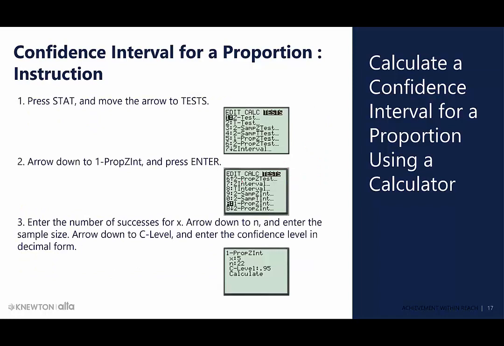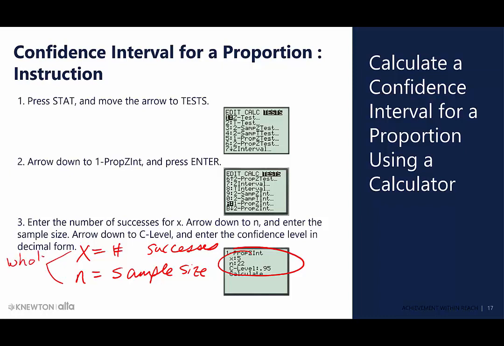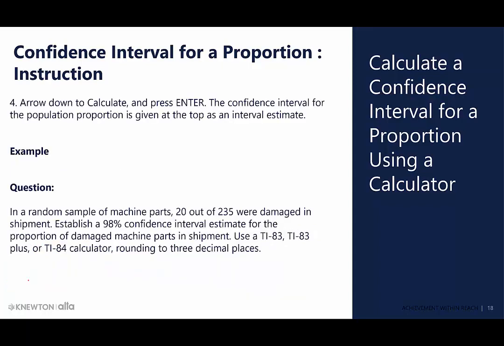And when it comes to the information you need for a confidence interval for a population proportion, all you need are three things. X is your number of successes. N is your sample size. And then, of course, C level is your confidence level. Both X and N have to be whole numbers. Just in case you come across a situation where you're working with decimals, make sure X and N are whole numbers.